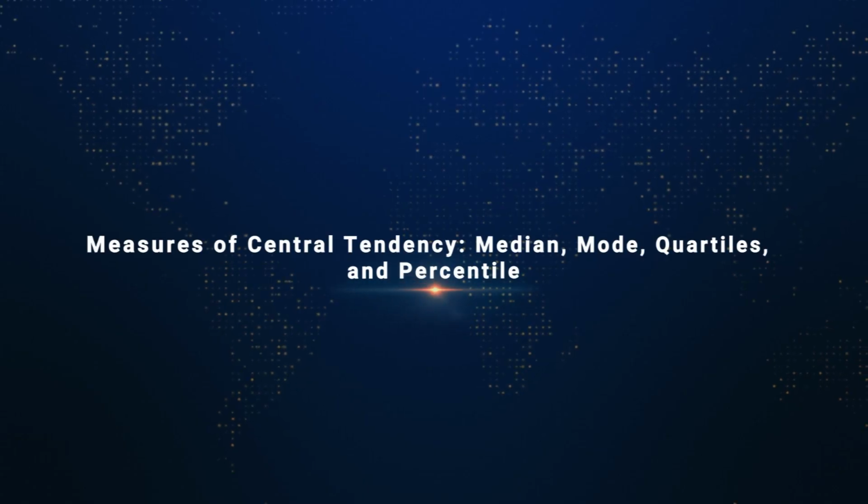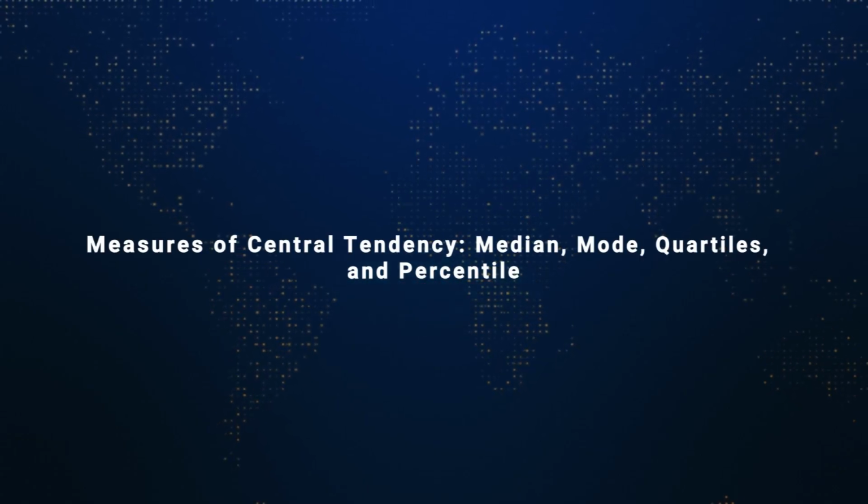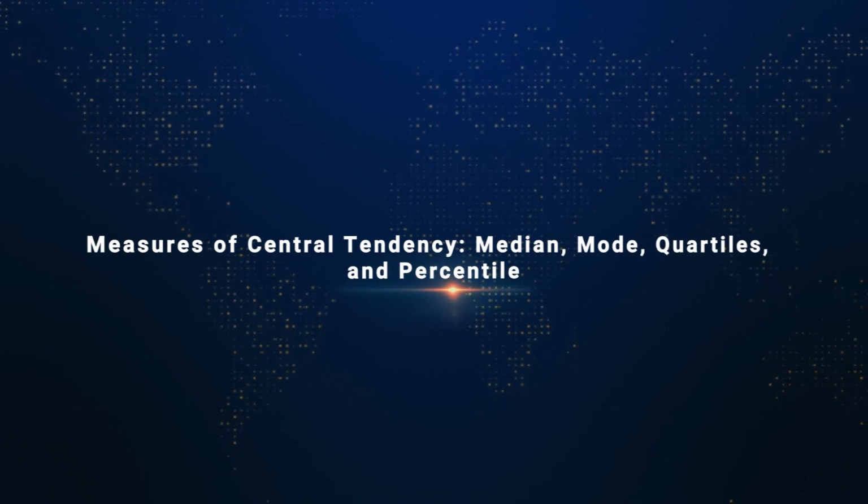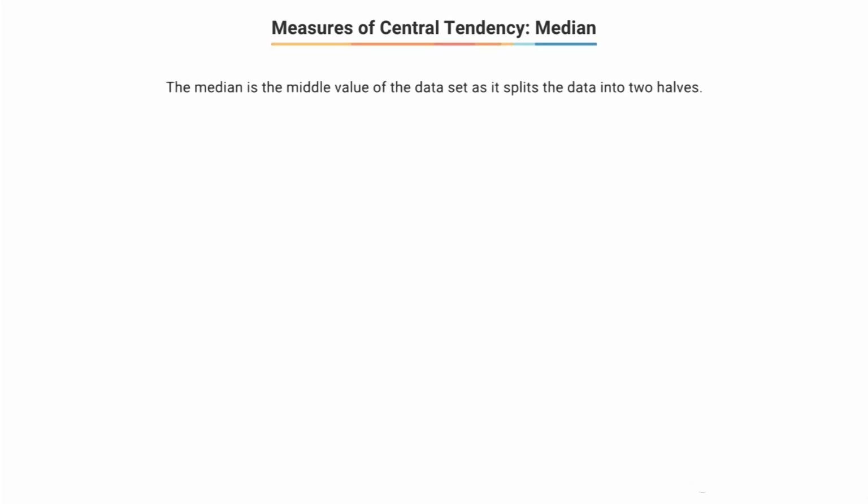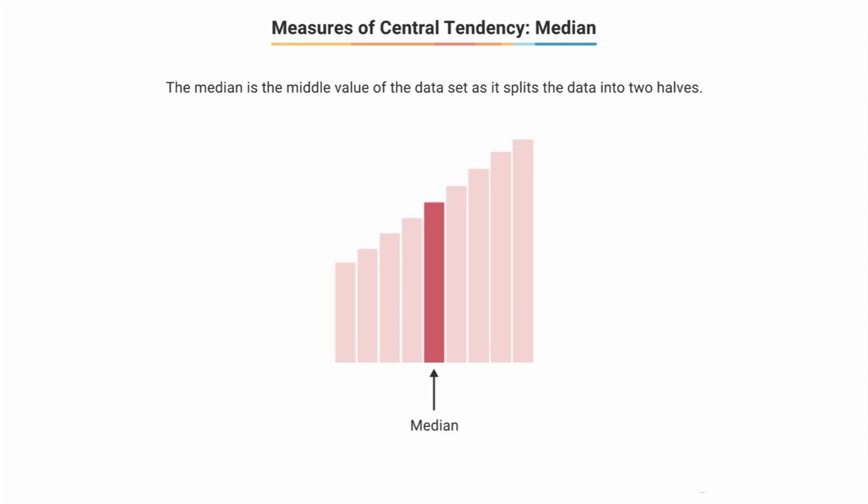In this video, let's look at the measures of central tendency: mean, median, mode, quartiles, and percentiles. Median is the middle value in an ordered array of data that has been ranked from smallest to largest. Half the values are smaller than or equal to the median, and half of the values are larger than or equal to the median. Extreme values do not affect the median, making median a good alternative to the mean when such values exist in data.